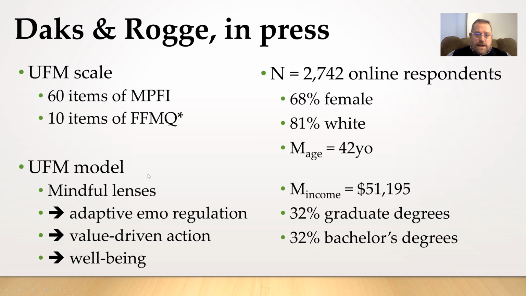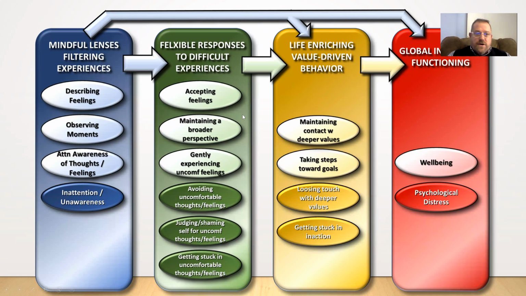In an effort to test the unified flexibility and mindfulness model, I will actually show you that model right now. This was prompted because the mindfulness literature identified a bunch of dimensions of mindfulness. The ACT literature identified a bunch of dimensions of flexibility and inflexibility. And when you looked at the scales, many of those dimensions were overlapping.